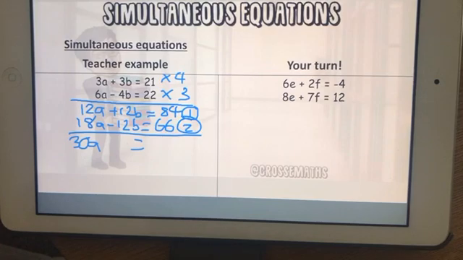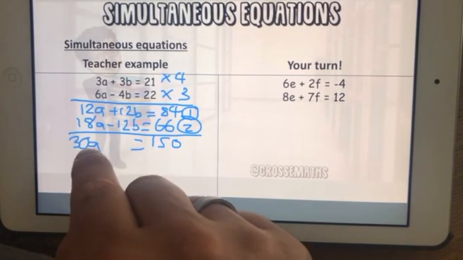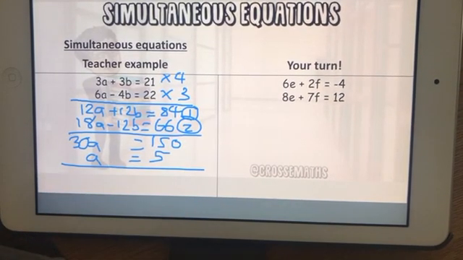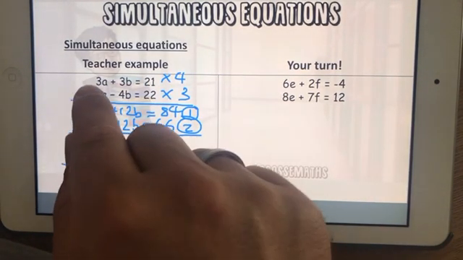84 plus 66 is 150. Okay, if I divide through by 30, a gives me 5. I'm halfway there now. Okay, this is the important bit. Once you're halfway, the rest is easy and it's all downhill. A is 5, so I'm going to put that back into the top one.